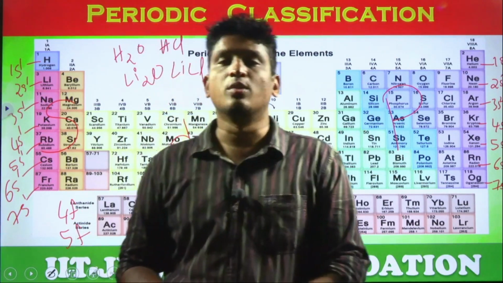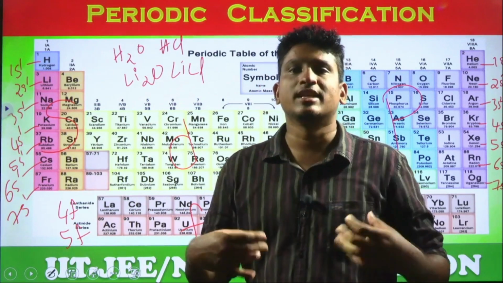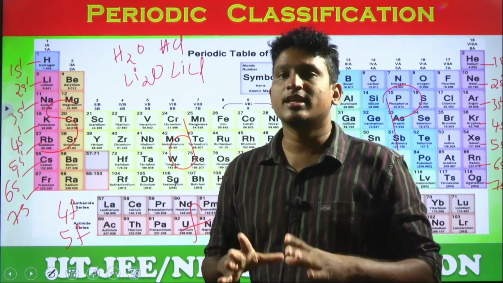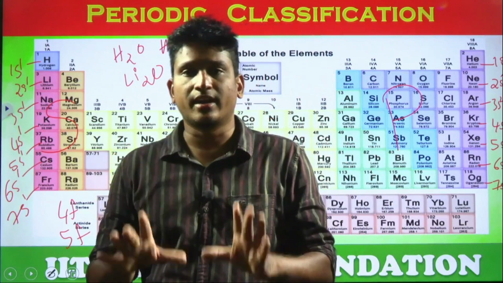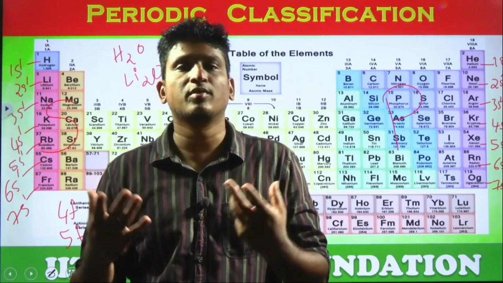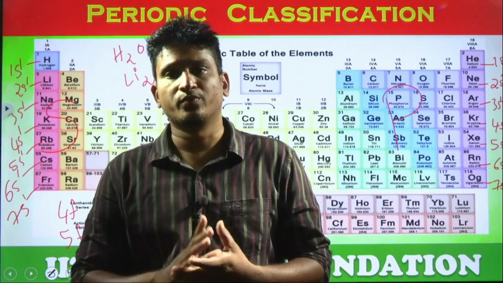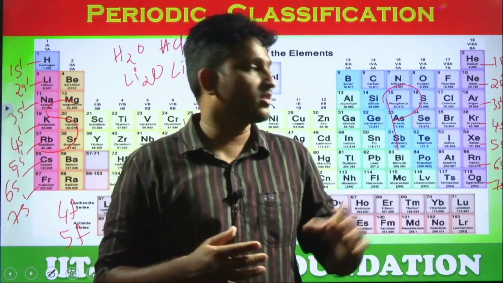Last group is called noble gases, students. Noble gases or inert gases, aerogens, all these names because they are chemically unreactive. They are also called zero group elements. Why? Because their valency is 0. Got the clarity? And aerogens because all these gases are air.